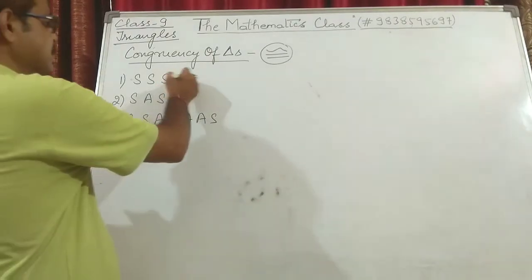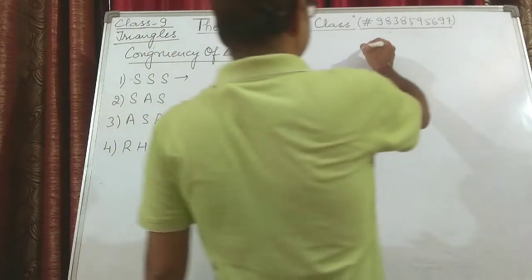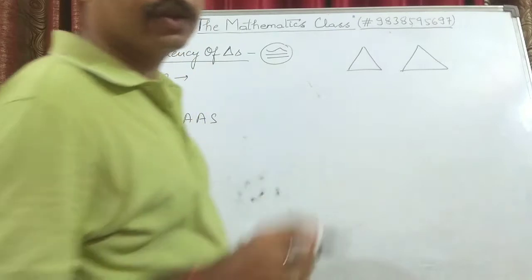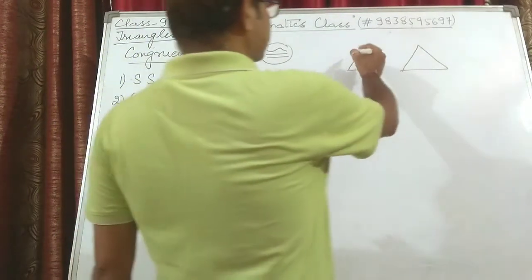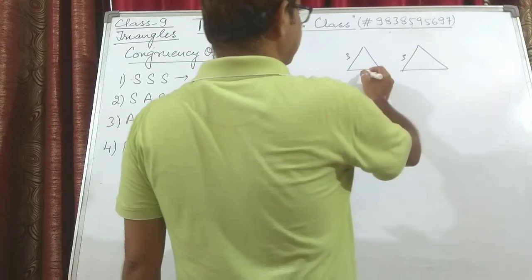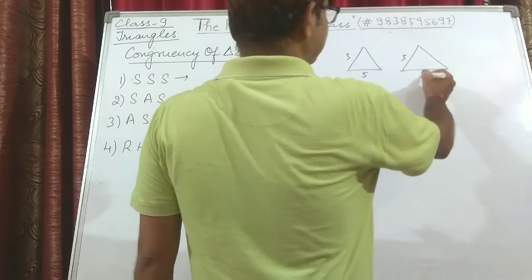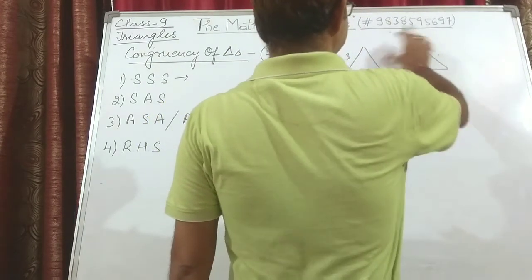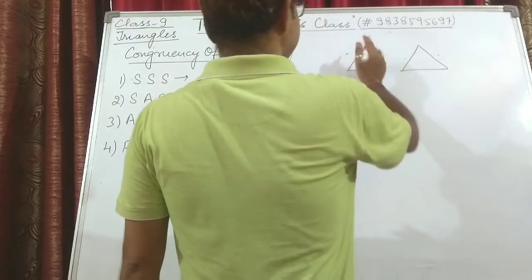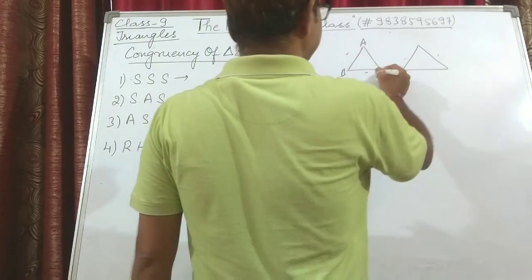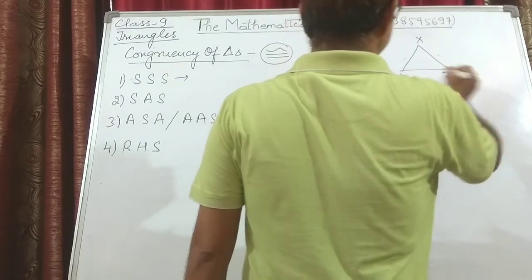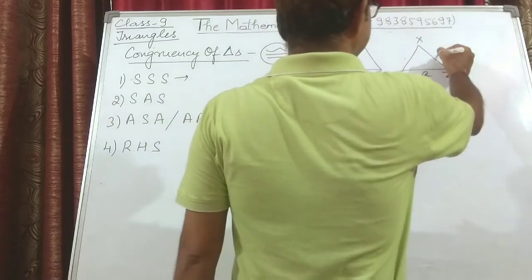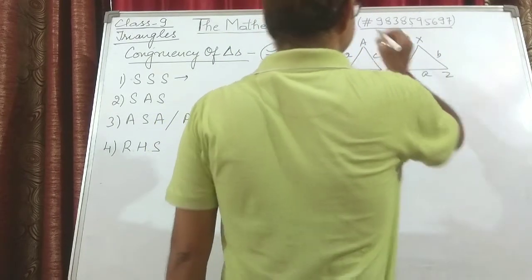Now what is SSS? If there are two triangles having the same length of sides, suppose this is 3 centimeters, this is also 3 centimeters, this is 5 centimeters, this is also 5 centimeters, and this is 8 centimeters, this is also 8. Let's say ABC is a triangle and XYZ is a triangle. This side is A, here this side is A. This side is B, here this side is B. Here this side is C and this side is C.